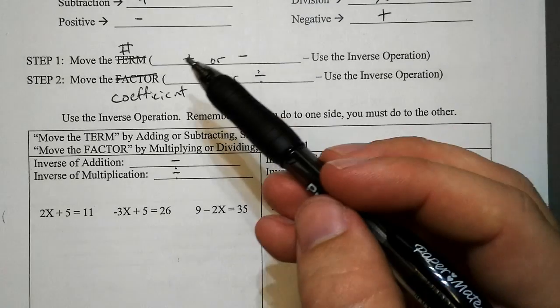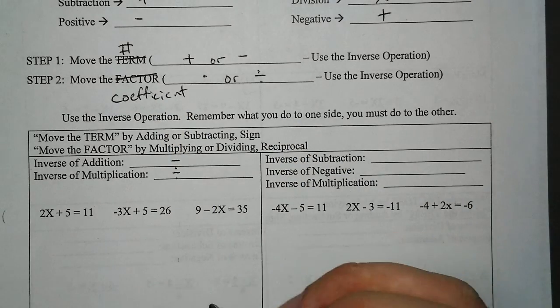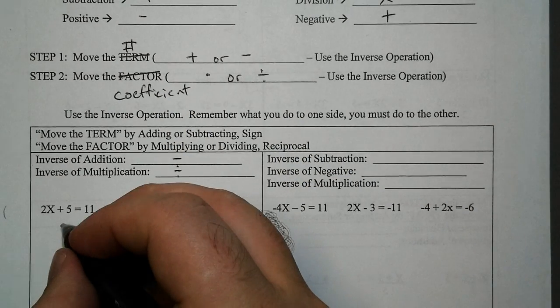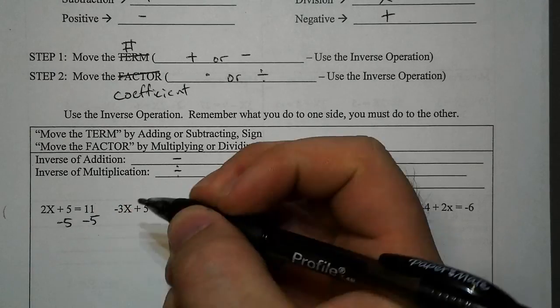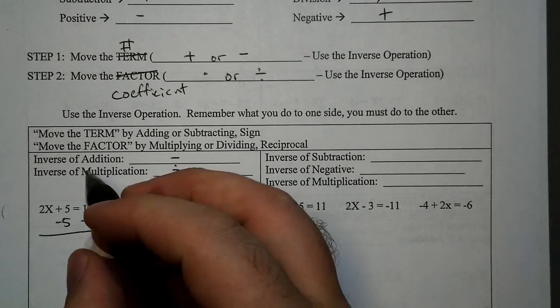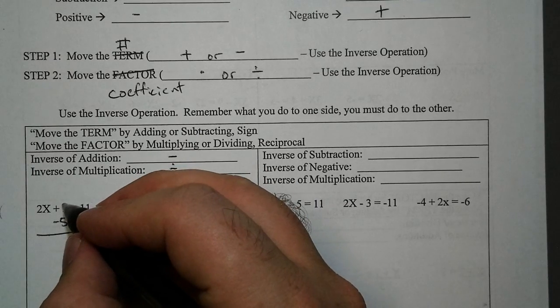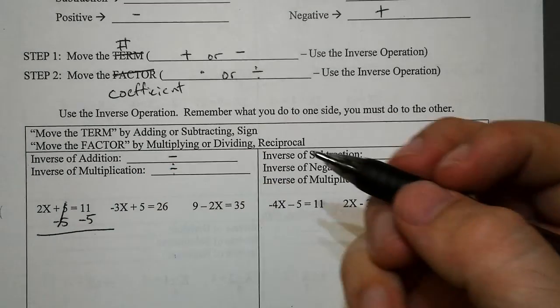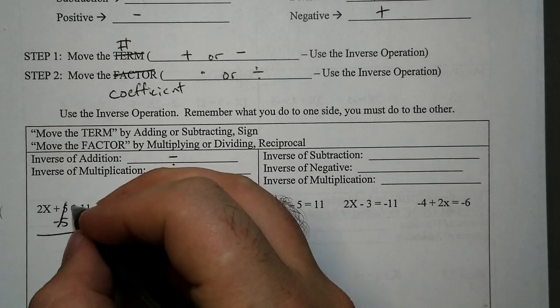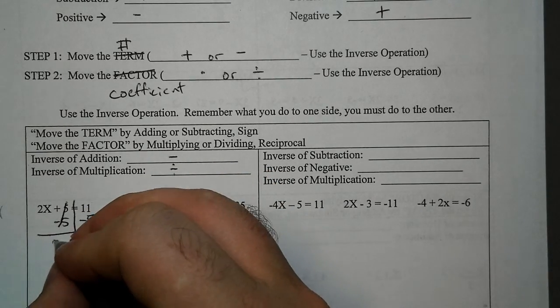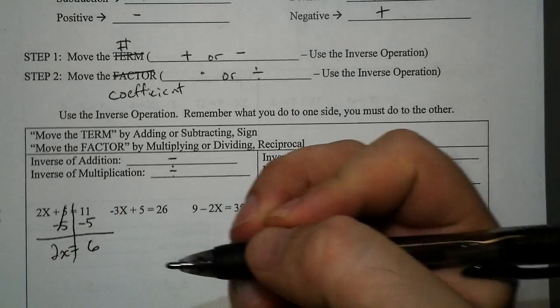First, we're going to move the number to its own side. So let's move this 5. Instead of plus 5, we're going to do the opposite, minus 5, to move it over here. So that's our first step. Now, 5 plus negative 5, or 5 minus 5, goes to 0. And then we've got 11 minus 5, which is 6. Everything else, bring on down. So we've got 2x equals 6 so far.